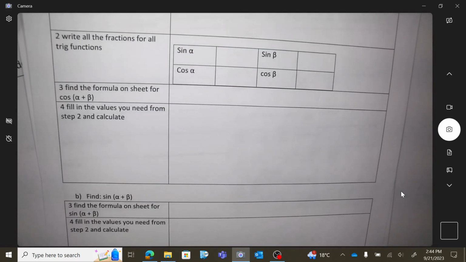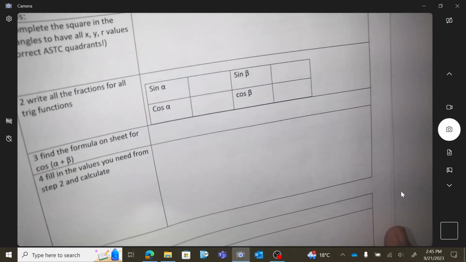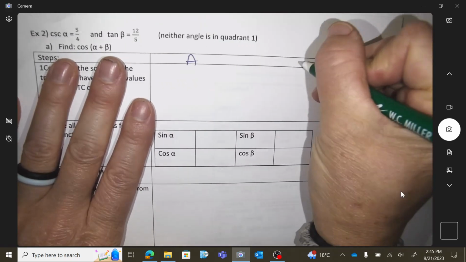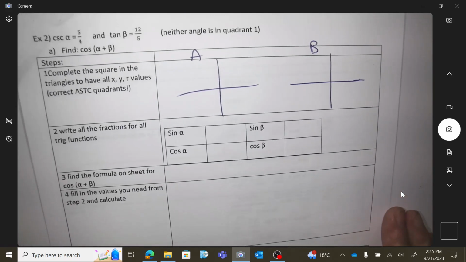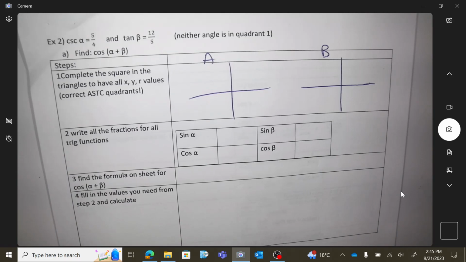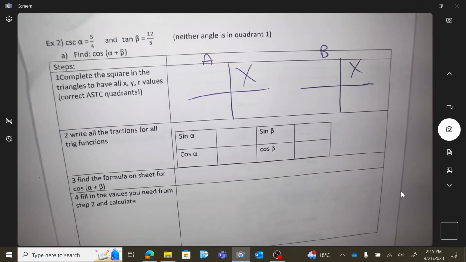All right, last question. And then we're actually done the whole first booklet. That was it to the booklet. Okay, so same idea here. Let's go A and B. We're going to have to figure out the quadrant. Neither angle is in quadrant 1. So, well, you can't put anything in quadrant 1.